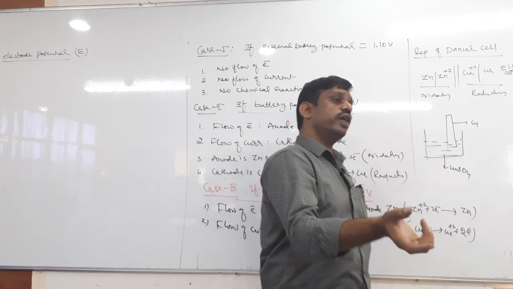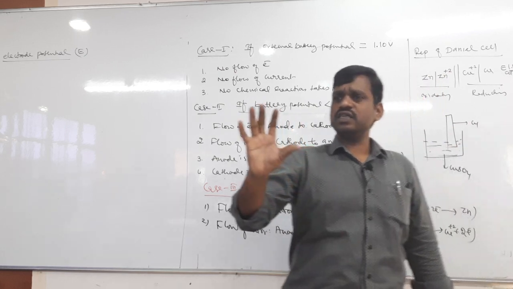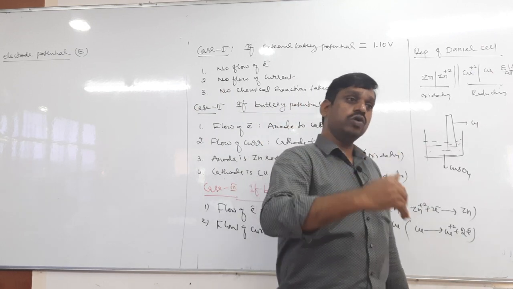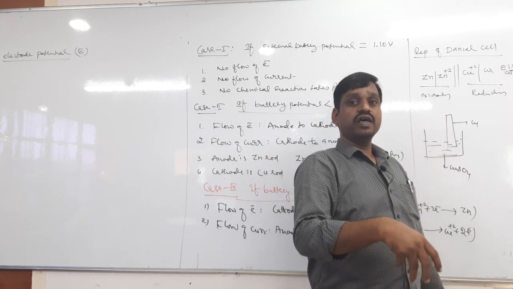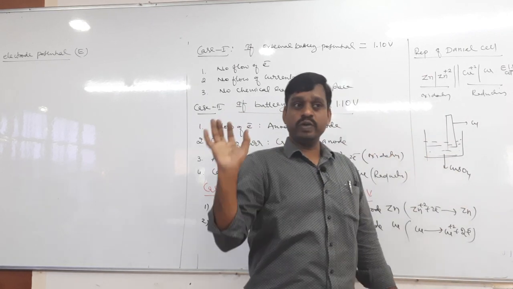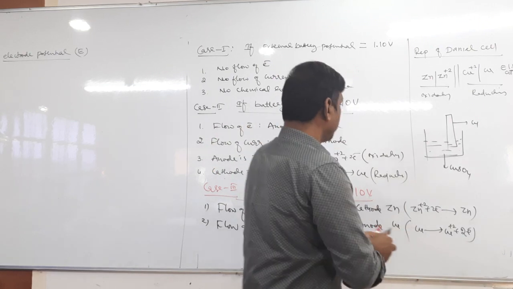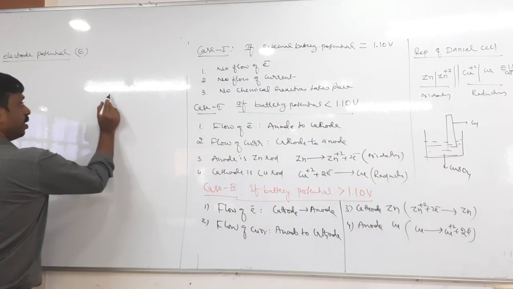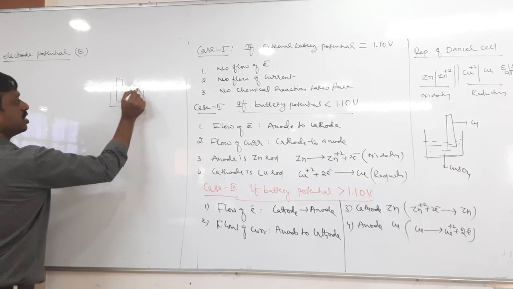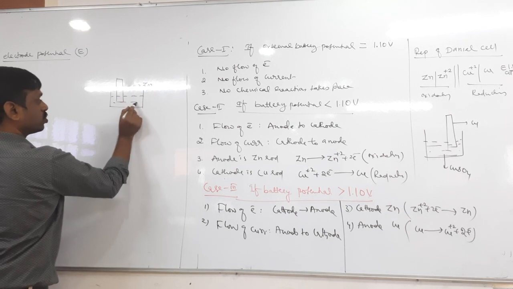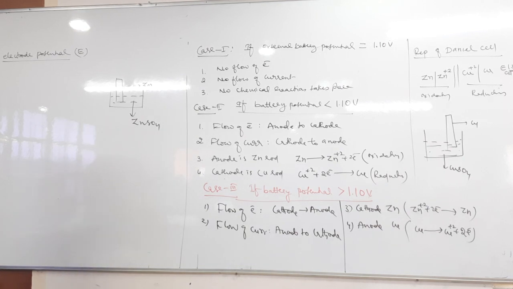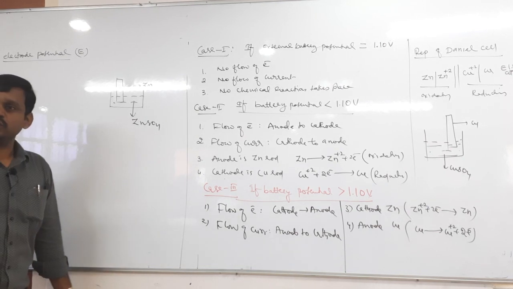Right? In another way, electrode potential can also be defined as the tendency of an electrode to lose electron or gain electron. When the metal is in contact with its own solution, its own solution should be there. For example, take the zinc rod. When the zinc rod is placed in its own solution, zinc sulfate, what happens? Zinc rod undergoes oxidation or reduction?